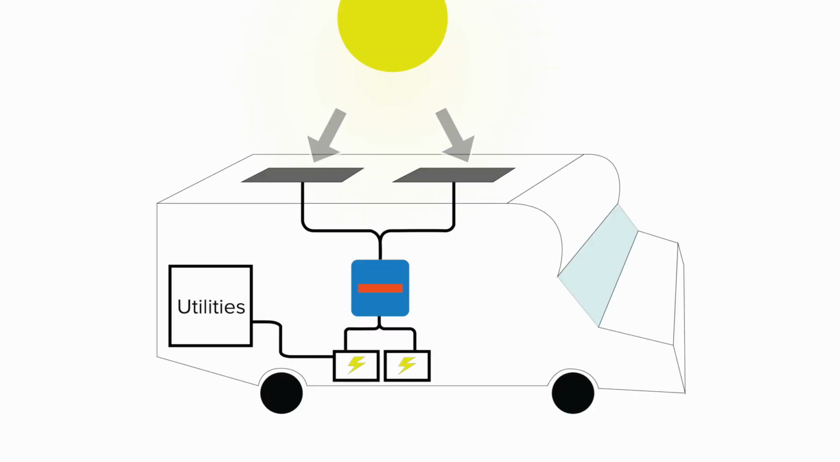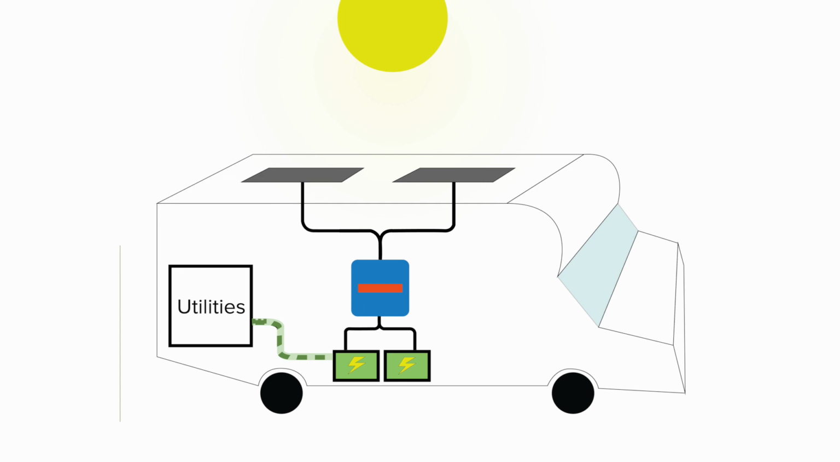The solar panels take in the sunlight, then the energy goes from the solar panels into a charge controller. The charge controller's purpose is to allow the batteries to charge as fast and efficiently as possible, while not allowing the batteries to be overcharged.